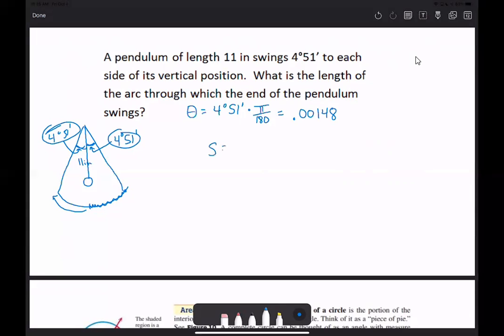Now I'm going to substitute in. Our radius is 11, and we're going to multiply by our angle in radians, 0.00148. That's going to give us an arc length of 0.9311 inches. Now that's only for this particular part of the arc. We need the whole arc, so we'll just multiply by 2 because it's doubled. That gives us an arc length of 1.86 inches.